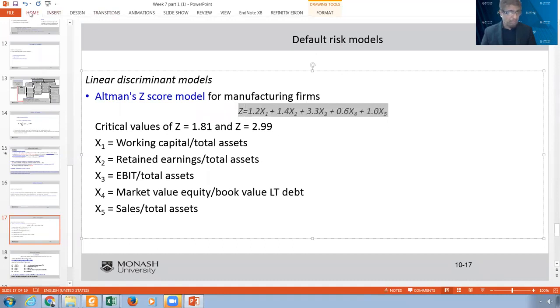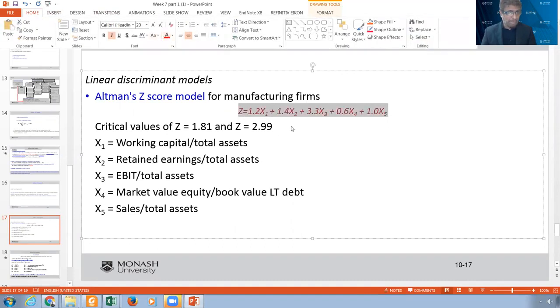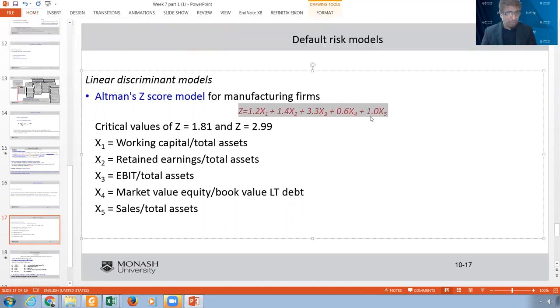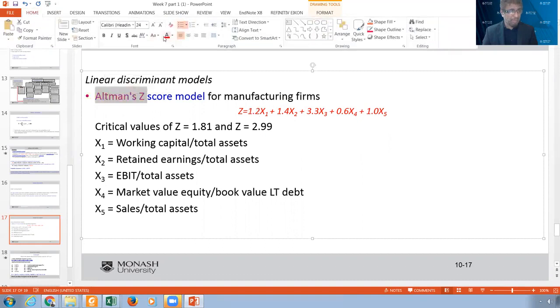So the model actually will ask you to calculate X1, X2, X3, X4, X5. And then this is the coefficient already. You don't have to touch anything. And this is a worldwide type of model, what we call Altman Z. This is the name of it, Altman Z. The person who developed it is this guy, but we call it the linear discriminant model.